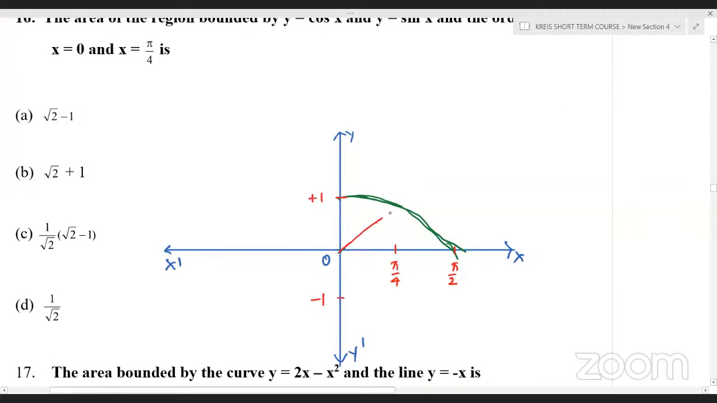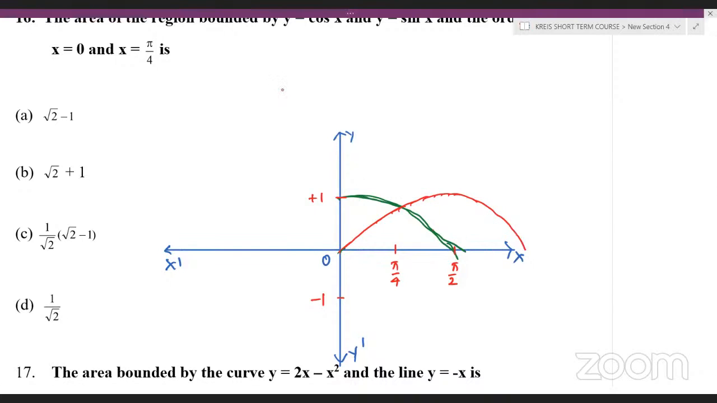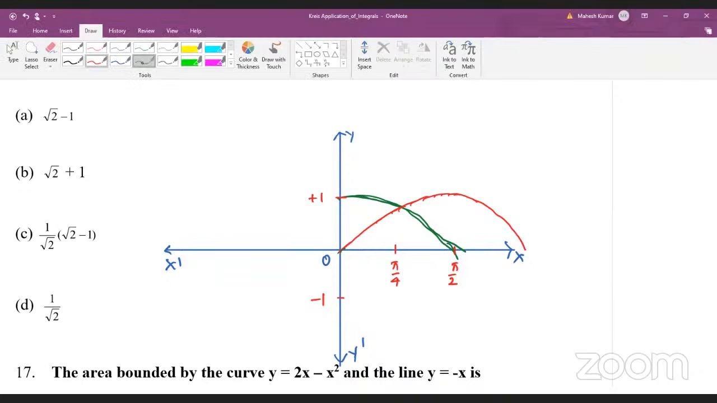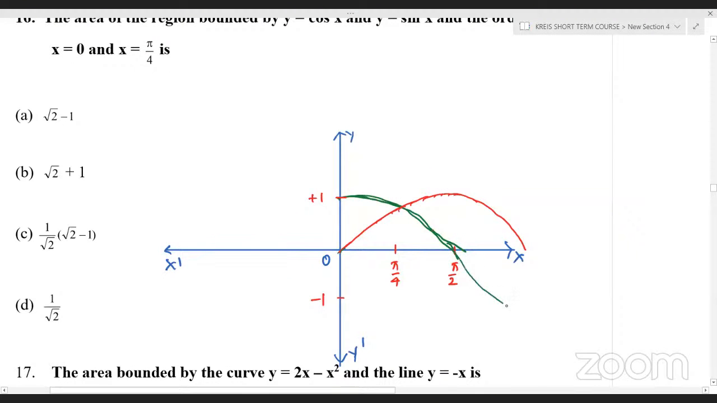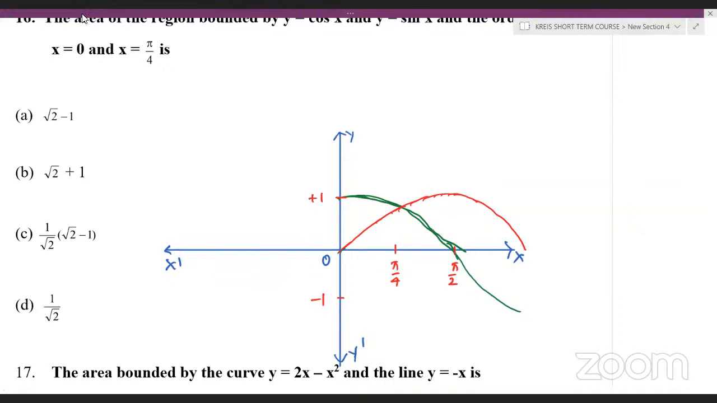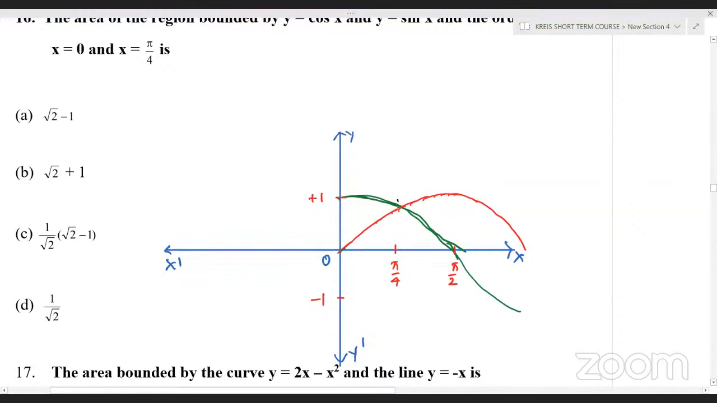When it is pi by 4 it is going to be 1 by √2. When it is pi by 2 it is going to be 1, right? So it comes like this. And so this will go like this. So now at x is equal to pi by 4, they are cutting each other. So you can observe this. This is x is equal to pi by 4 and there is another line here, x is equal to 0.